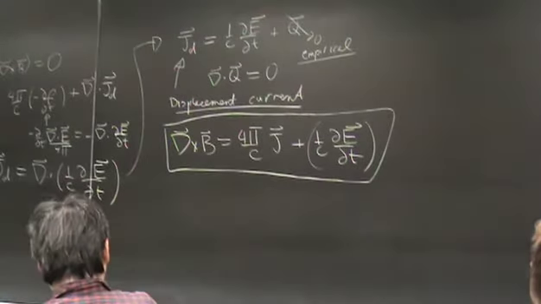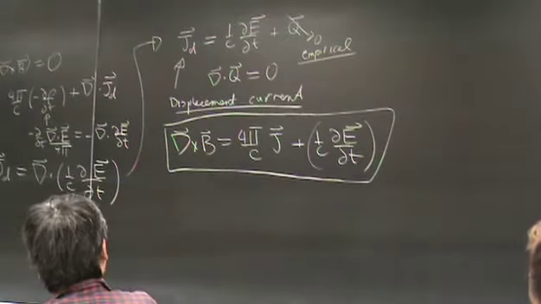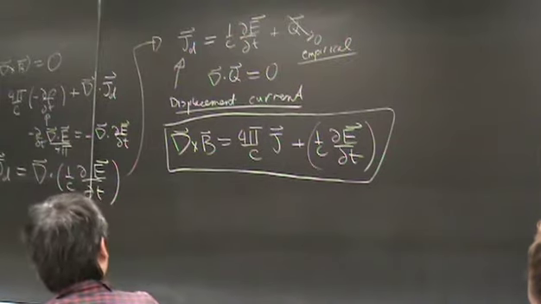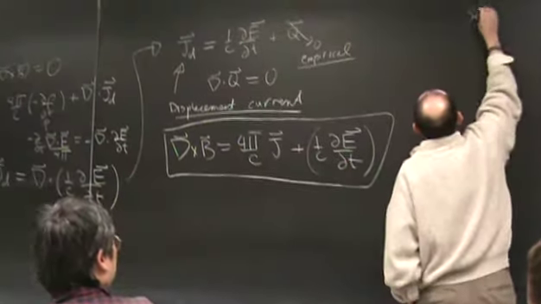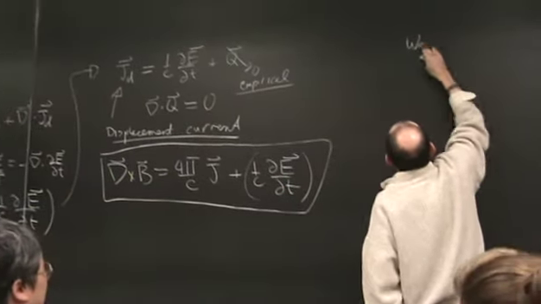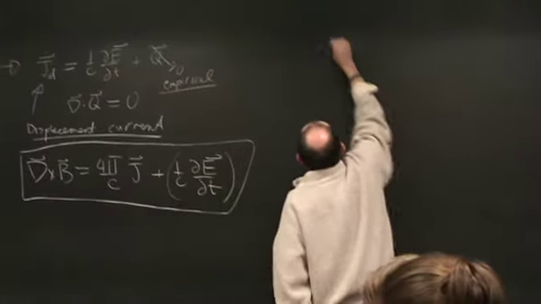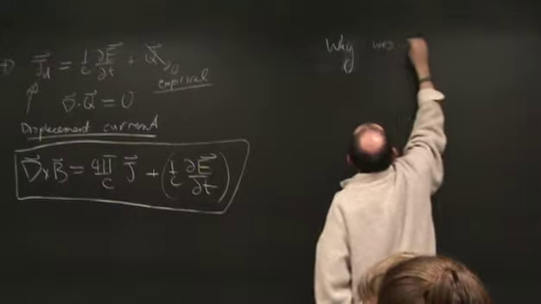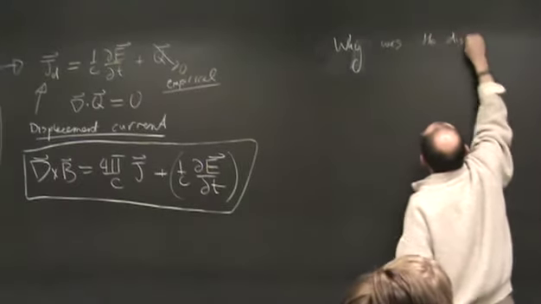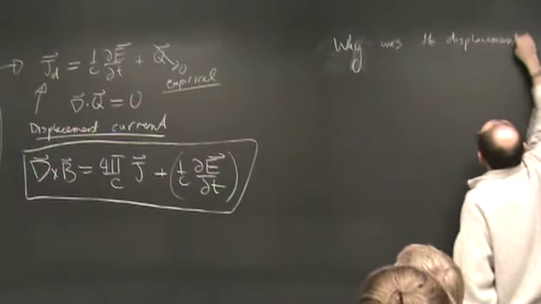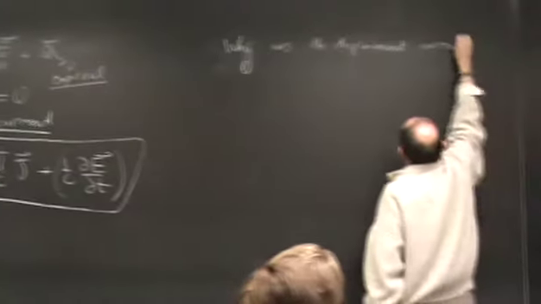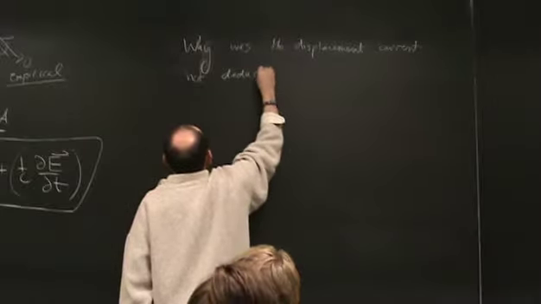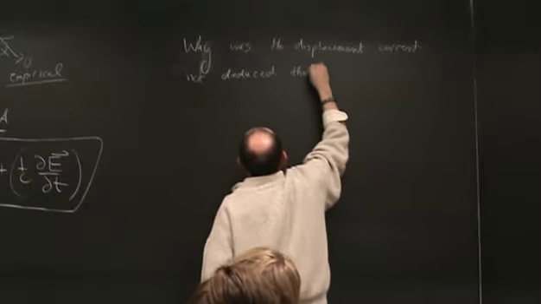Well, think about that. Let's do a back of the envelope scaling argument here. Let's just look at the scales. Why was the displacement current not deduced through experiment?